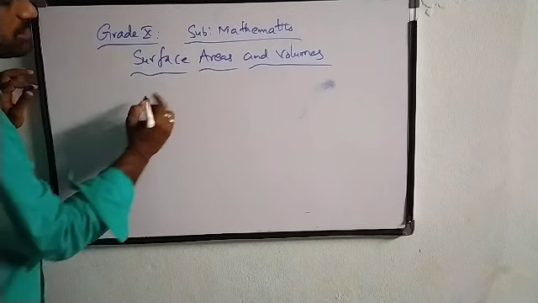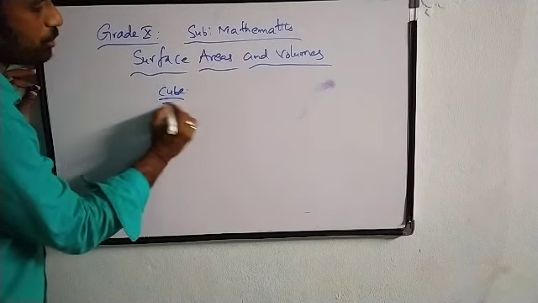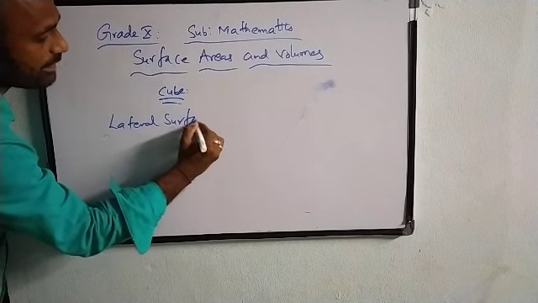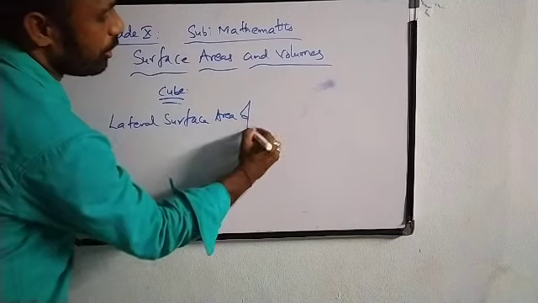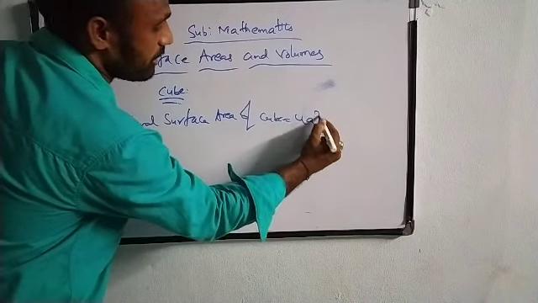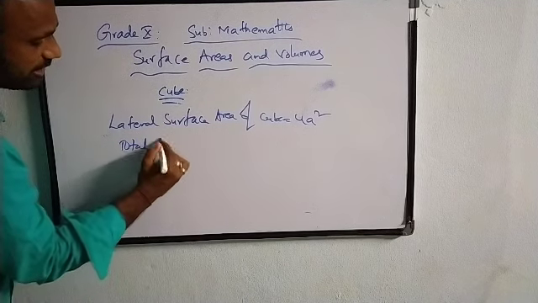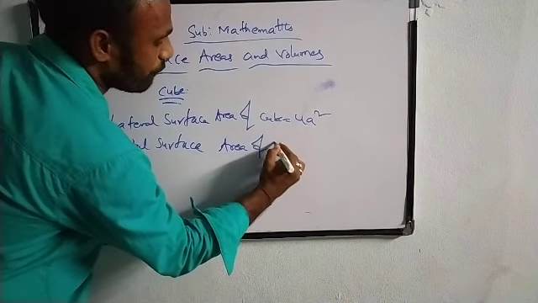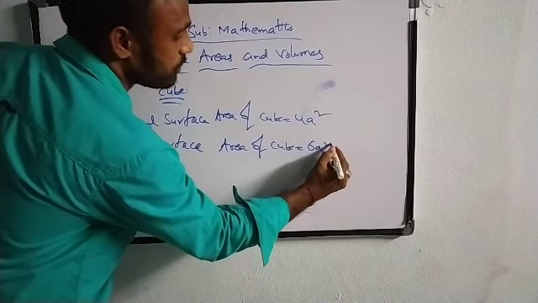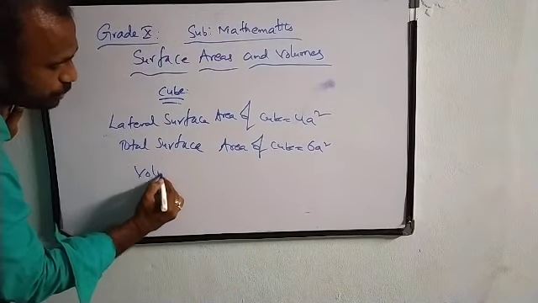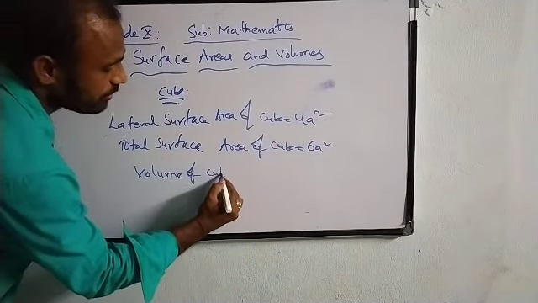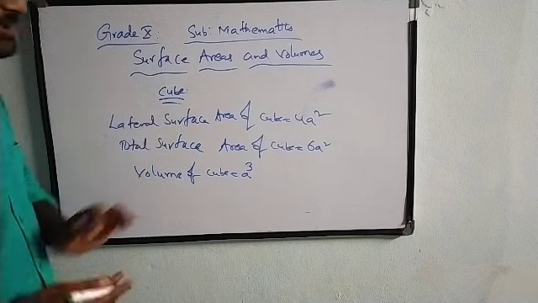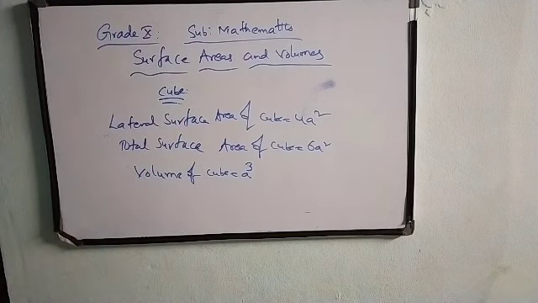So firstly let us discuss the cube. In cube we have the formulas. Lateral surface area of cube is equal to 4a square. Next we have total surface area. These are all there in the 9th class only. Total surface area of cube is 6a square, and volume of the cube is a cube. So these are all the formulas of the cube which we have already learned in the 9th standard.